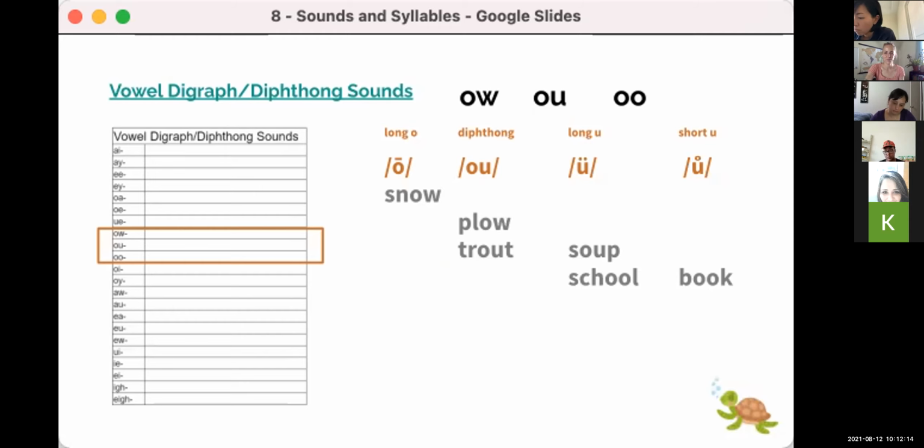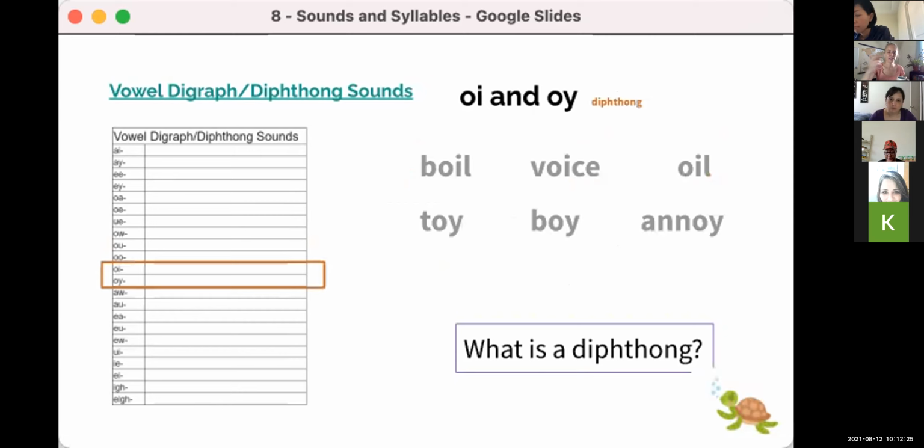Okay, are you ready for the next one? Okay, next we had oi and oy. This is the same sound with two different spellings. Oi, oy. This is that diphthong where we have two vowels that move to create one new vowel sound. Boil, voice, oil, toy, boy, annoy.